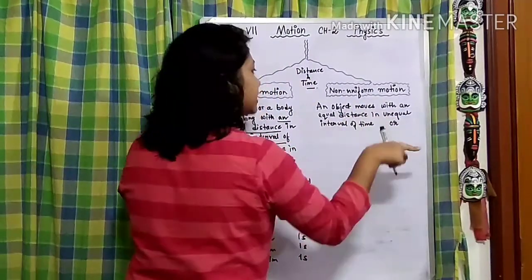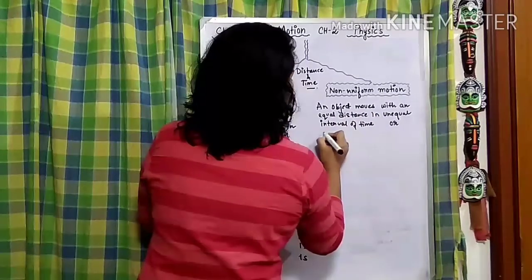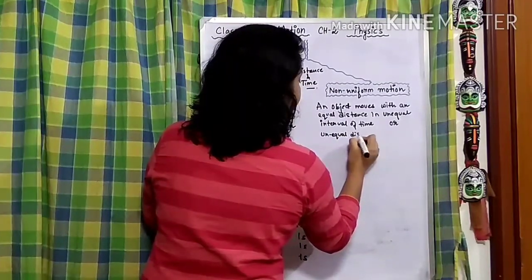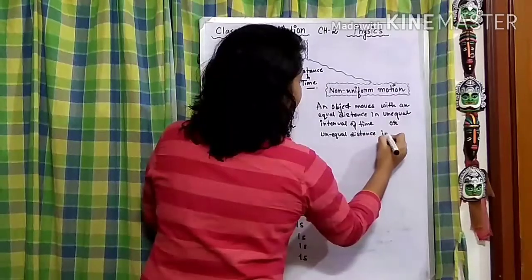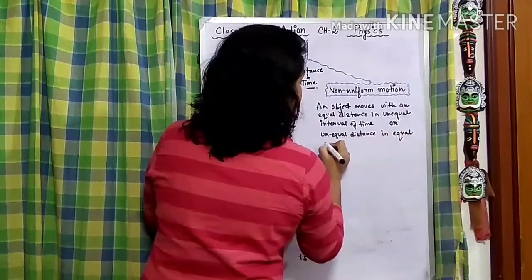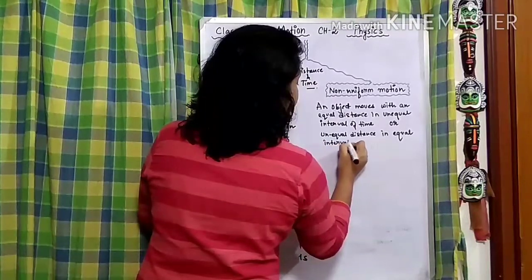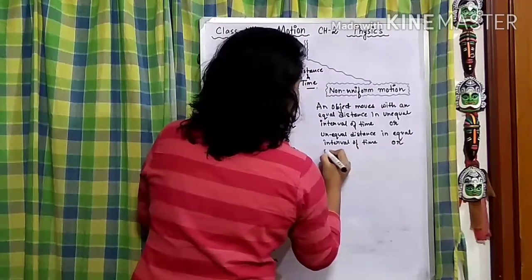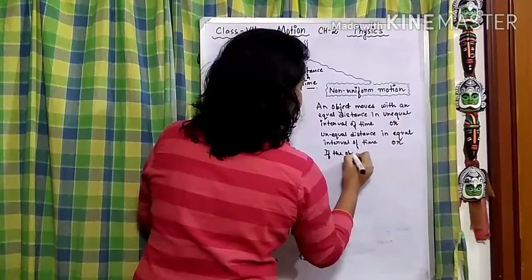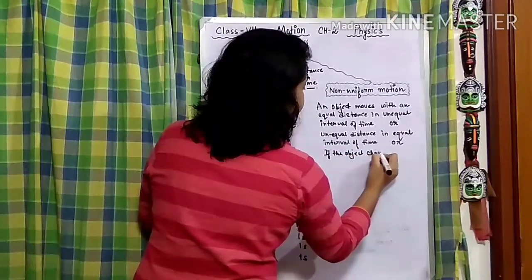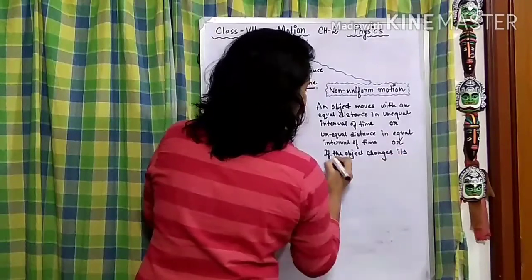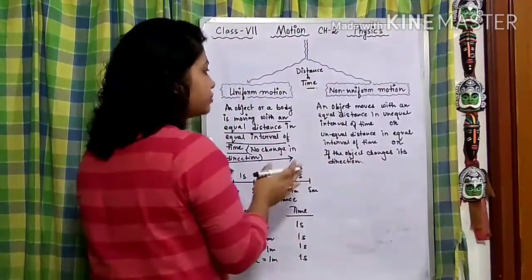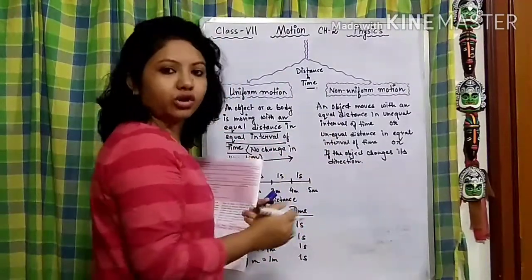Once again, there can be another condition. What is that? Unequal distance in equal interval of time. Or, if the object changes its direction, then we can say that the object or body is undergoing a non-uniform motion.